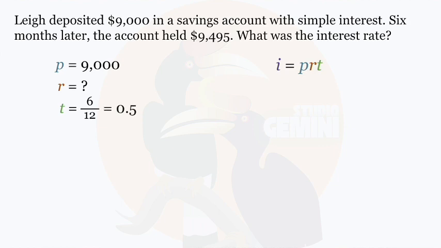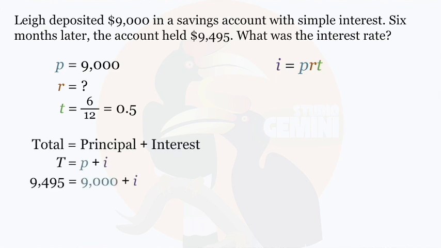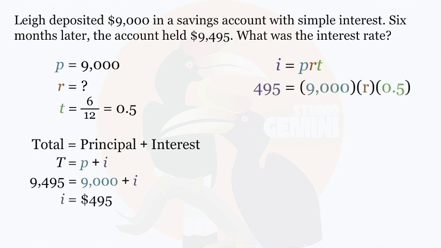We aren't told the amount for I, interest earned, but we do know the principal and the total in the account after 6 months. Using the equation total equals principal plus interest, we see that the total, $9,495, is equal to $9,000 plus the interest. The interest would then be $495. Now we can substitute the numbers into the equation. We have 495 equals 9,000 times R times 0.5.